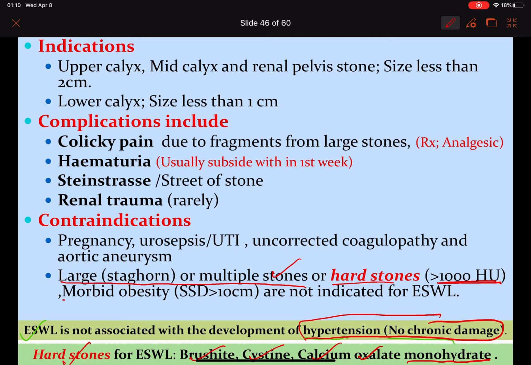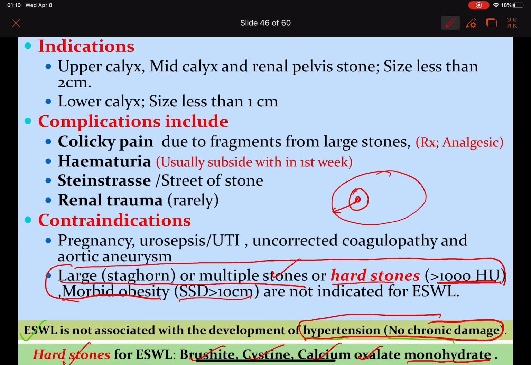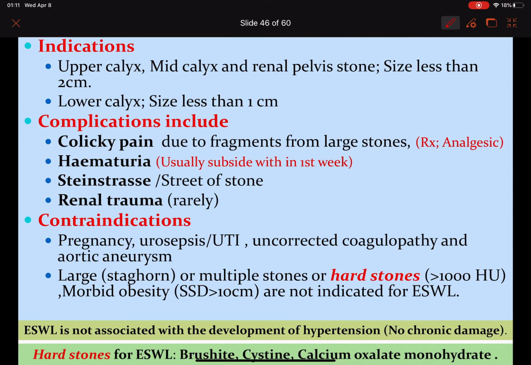And if the patient has morbid obesity, is very obese, how do we know that? The CT scan will tell us the stone to skin distance. If it is more than 10, these are all contraindications. If you do the breaking in these scenarios, it can break. The problem is it cannot clear the stone. That's the problem.